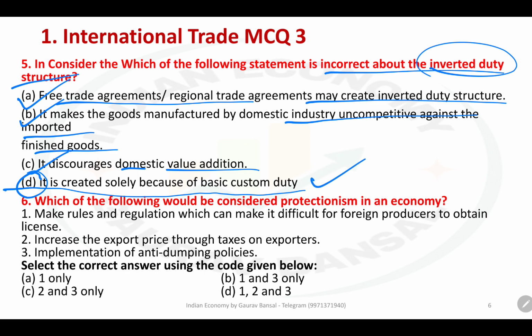Basic custom duty means the standard custom duty, but on top of standard custom duty we may also have additional custom duty, special custom duty, anti-dumping duty, countervailing duty. So there are various types of custom duty. There is one basic rate. On top of that there can be more.